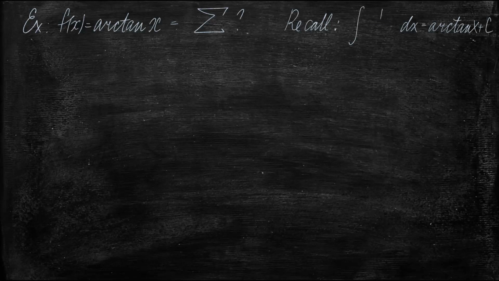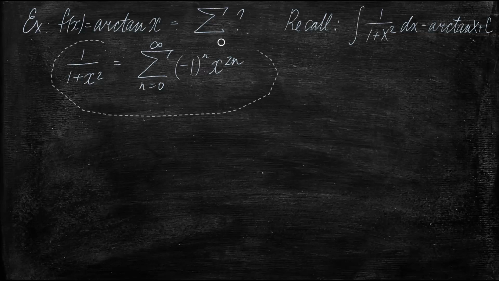So which function is this? It's 1 over 1 plus x squared. So we can start with this fact, and I guess before we start we have to recall another fact, right? So the power series for this function is going to be this. So this is going to be our starting point.